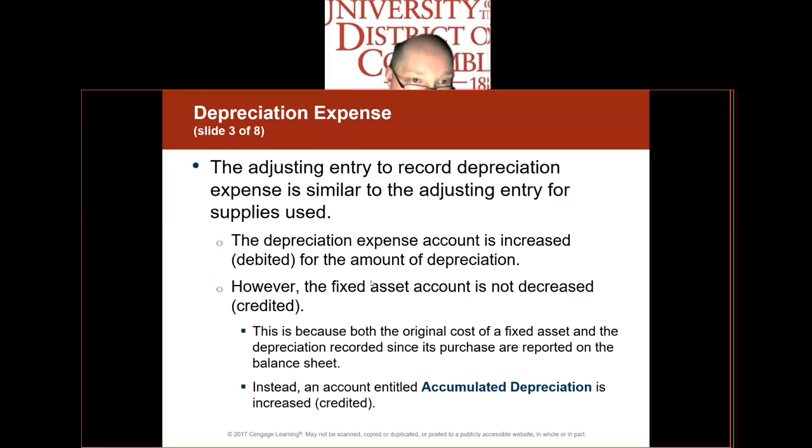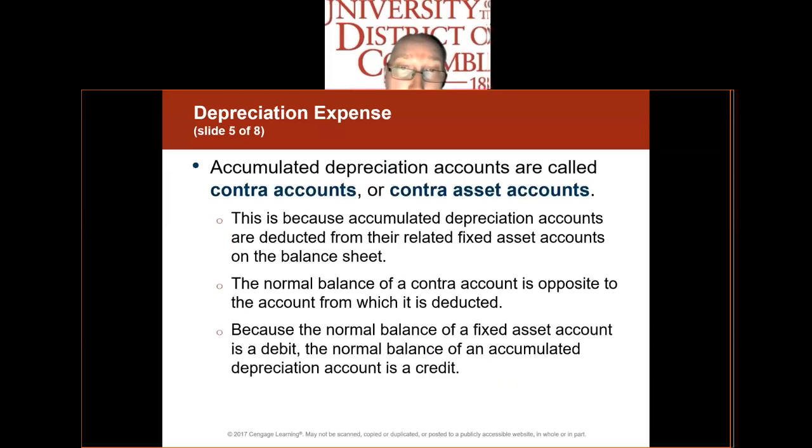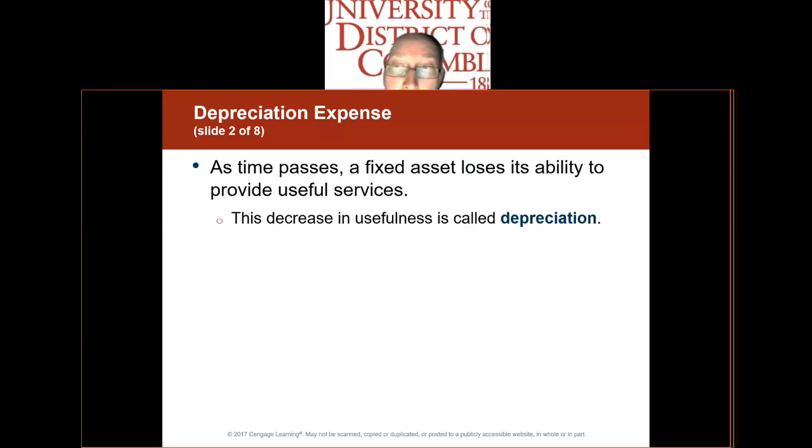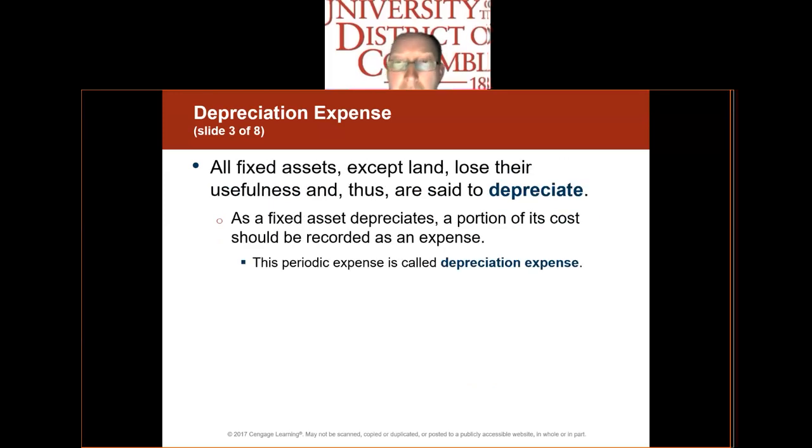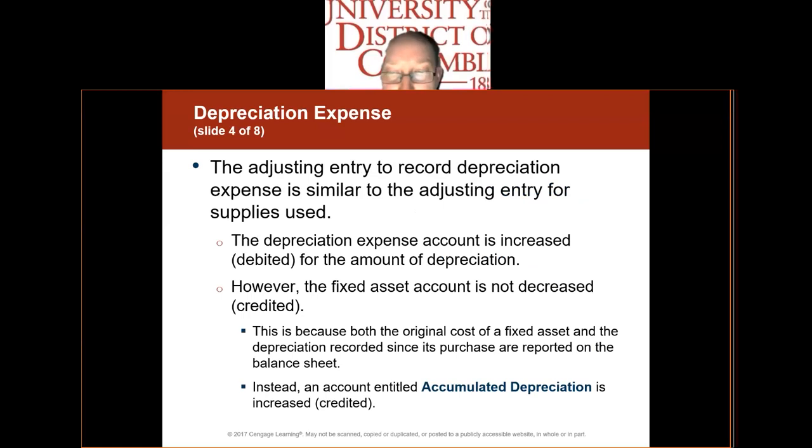So at the end of, and I'll show you the entry in a later slide, pardon me. At the end of every single year, with my dump truck example, I increase my depreciation expense by $5,000 by debiting depreciation expense, and I credit accumulated depreciation. We'll talk about that here in a second. The adjusting entry to record depreciation is similar to the adjusting entry for supplies used. We debit the expense account, which is depreciation expense, and I credit accumulated depreciation.